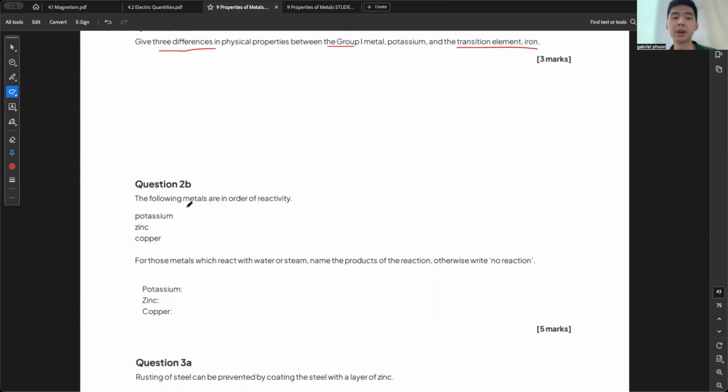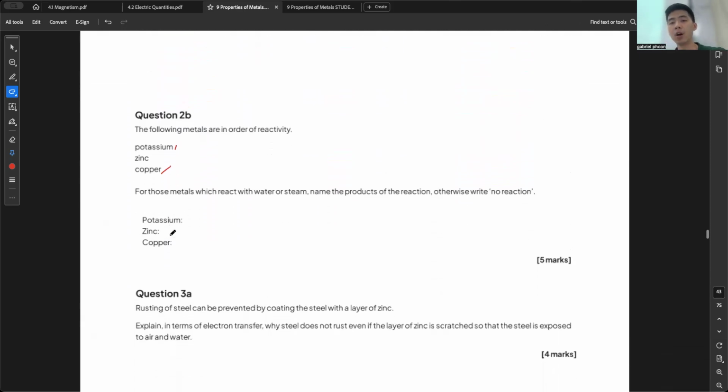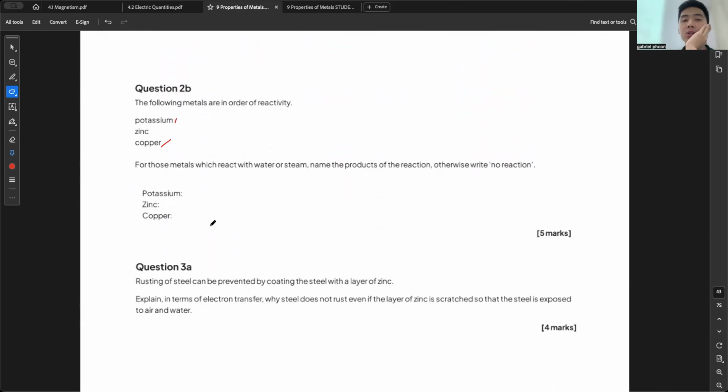This part here, they already tell you the metals are ordered in reactivity already. This is most reactive, this is least reactive here. For those metals which react with water or steam, name the product of reaction, otherwise there's no reaction. First question. Got reaction? Which one no reaction? Only copper has no reaction. This one for sure has reaction, right? What will it produce?